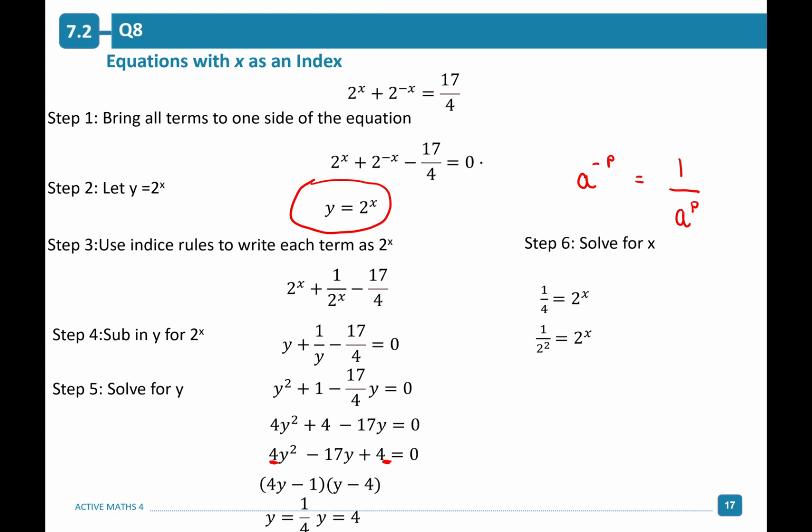And 1 over 2 squared can be written as 2 to the power of minus 2. So any exponent that's on your denominator can be written on the numerator by changing the sign. This gives us 2 to the power of minus 2 equals 2 to the power of x. Minus 2 is equal to x.